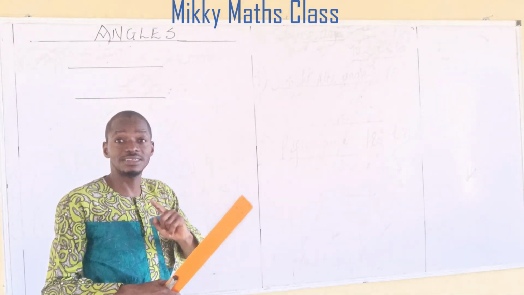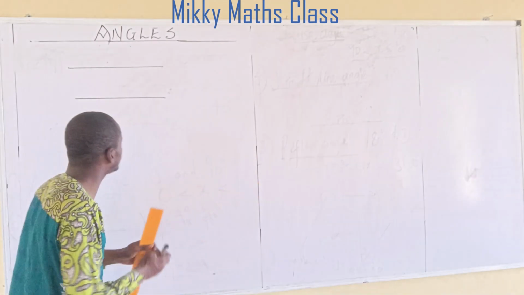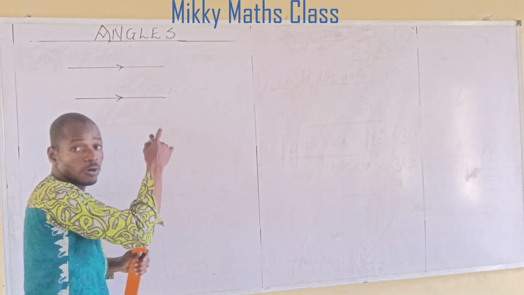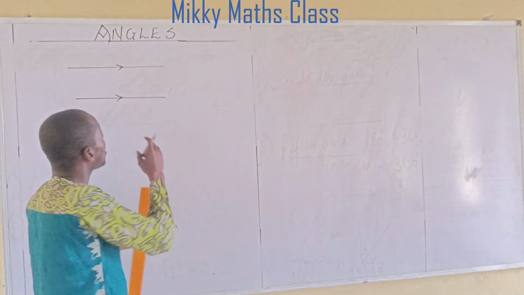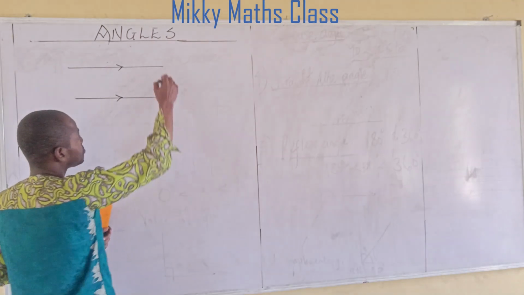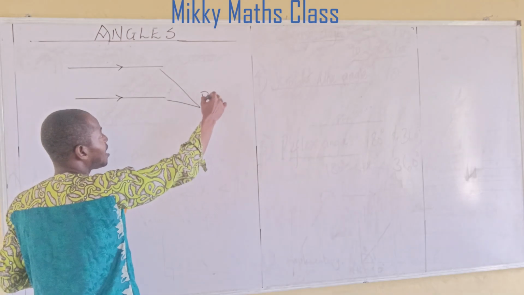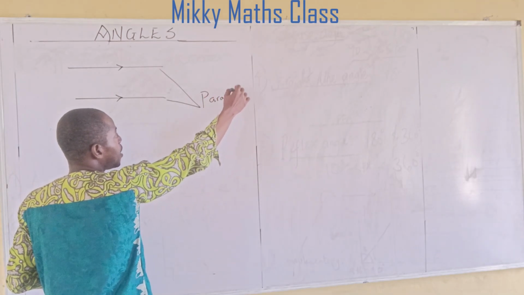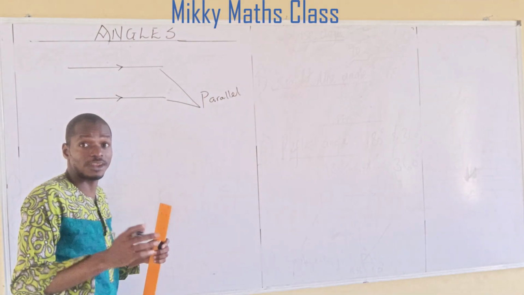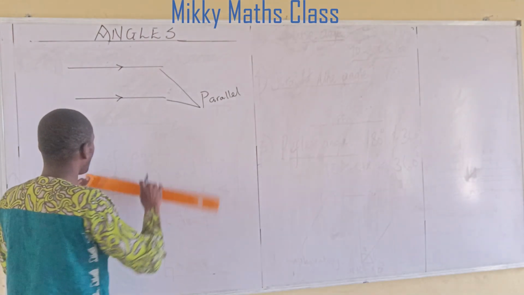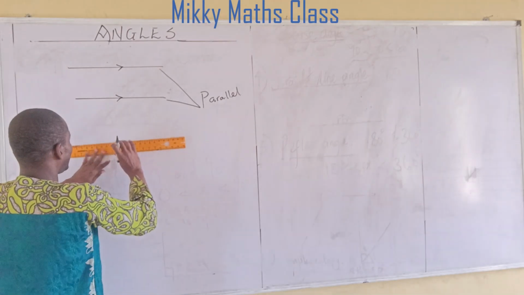And those two lines, since they can never meet if they are drawn on the same plane, are said to be parallel to each other. So those two lines are parallel to each other. Those two are what we call parallel lines, parallel to each other.